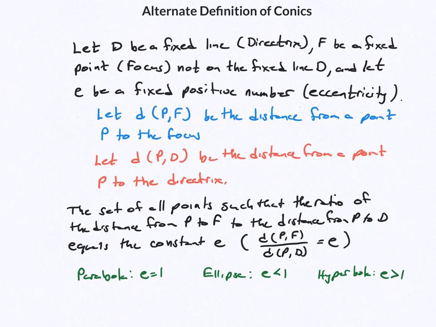Now, if e equals 1, then we know we have a parabola. If e is less than 1, keeping in mind it's a positive number, it's going to be an ellipse. And if e is greater than 1, we have a hyperbola. That's really how we're going to end up looking at these things.